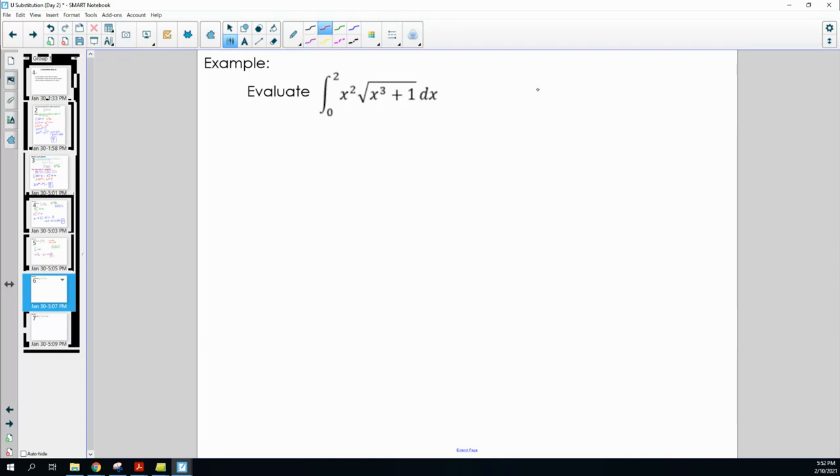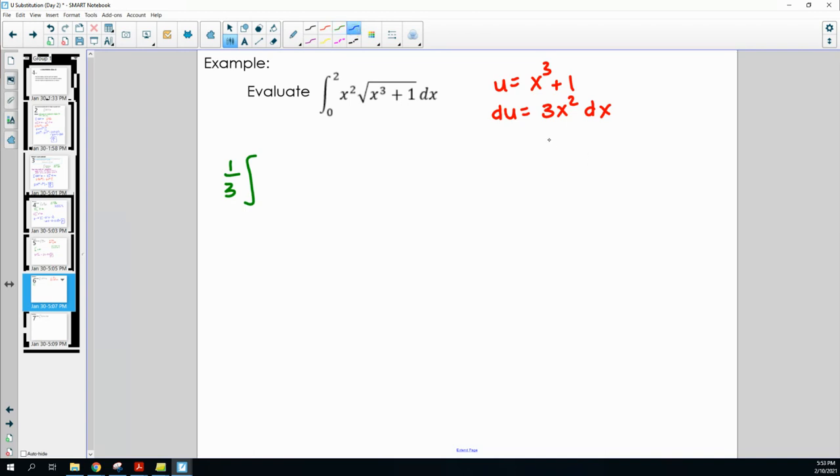Okay, so again, let's identify u. u should be my inner function, so x cubed plus 1. My du should be 3x squared dx. So I notice I do have the x squared dx, but I don't have the 3, so I'm going to have to divide it. So I'm going to do 1/3 on the outside first.